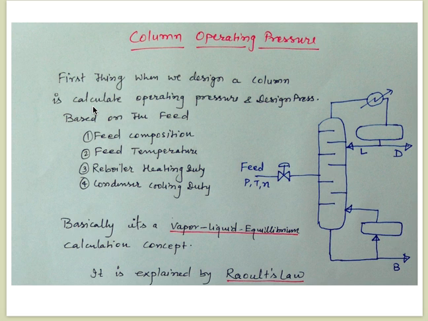Basically, it's a vapor liquid equilibrium calculation concept, because when the vapor is coming up and the boiling point feed, which is partially liquid and partially vapor, is coming in, they are in contact with each other on every stage, which has a number of plates. They come into equilibrium and then pass to other stages. That's the reason it's a vapor liquid equilibrium calculation concept. It is explained by Raoult's law.